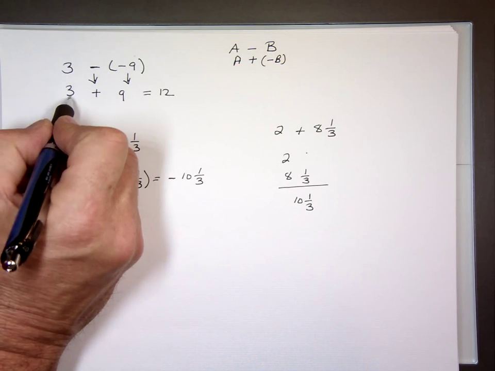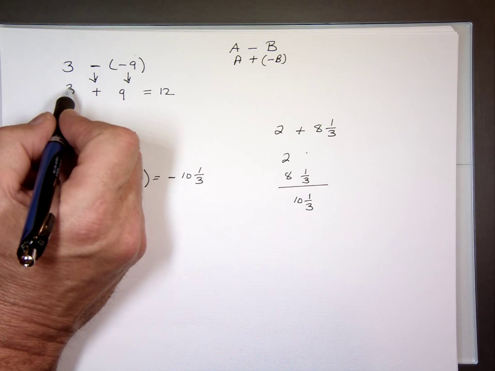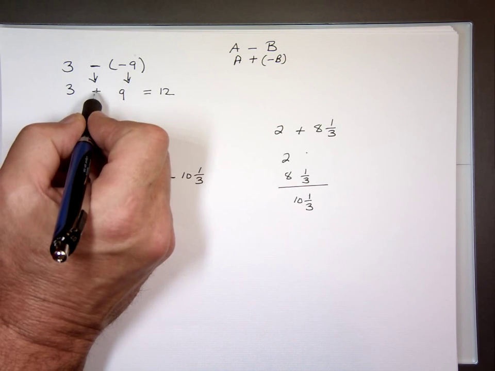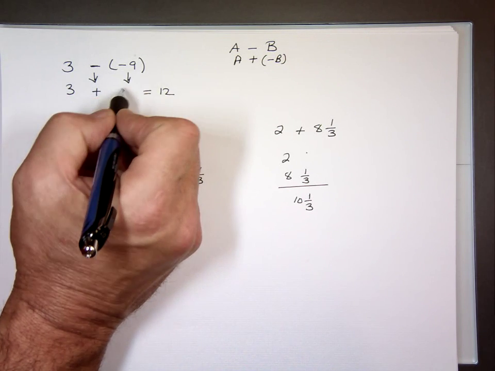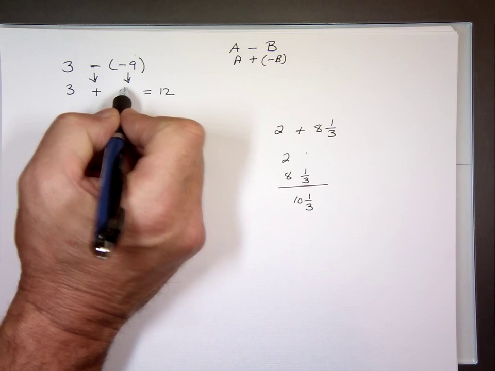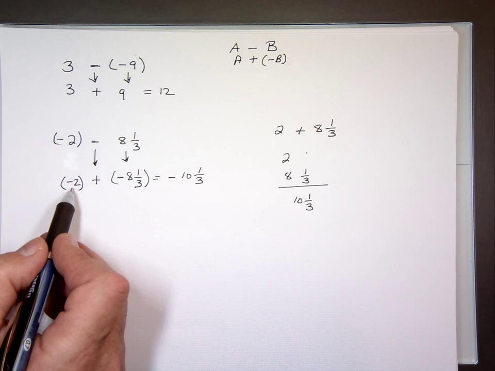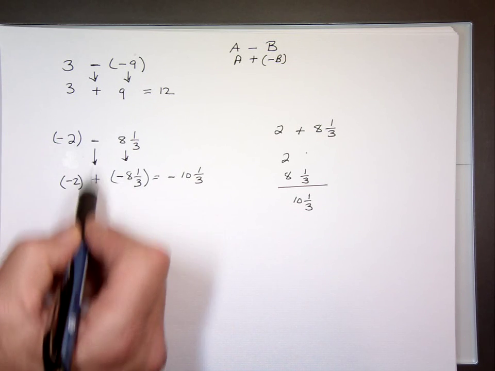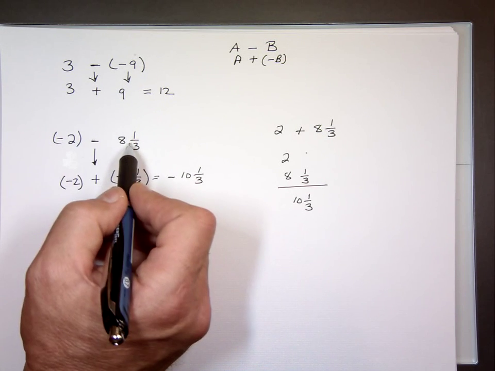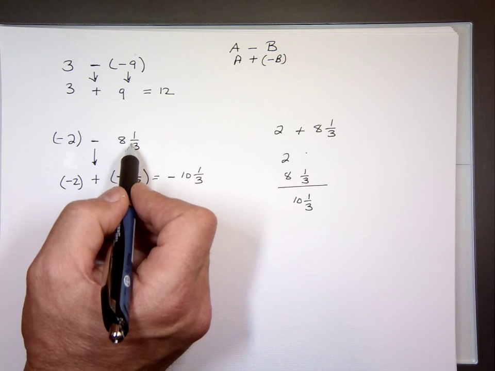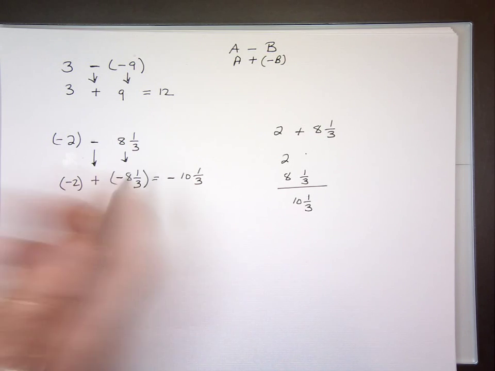There's the 3. The first number doesn't change. Change this to plus and switch that number from negative to positive. So it changes the second number, exactly. The first number doesn't change. Notice the negative 2 doesn't change. Change the sign to plus. Change that number to the opposite, change the sign of it, and that's why it's negative. But the first number does not change.